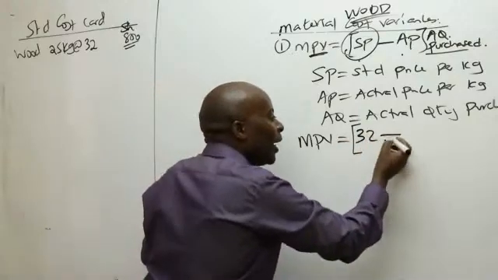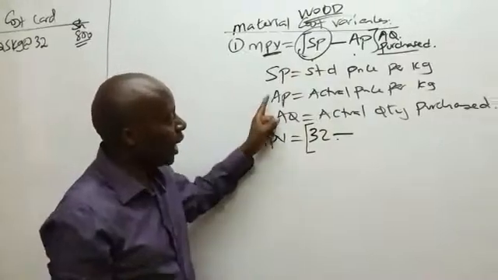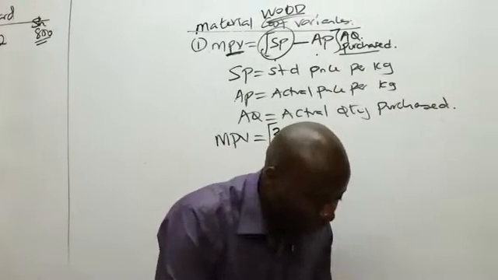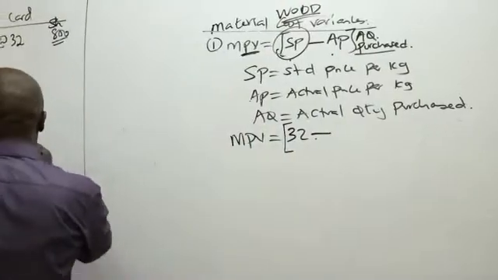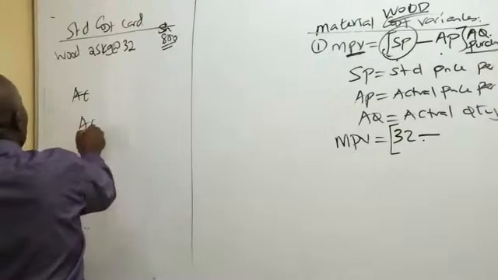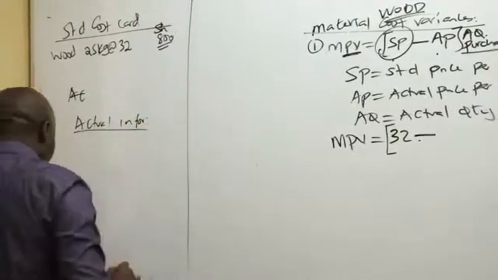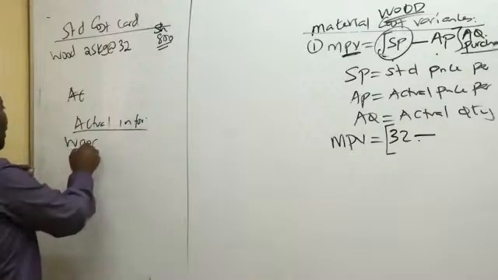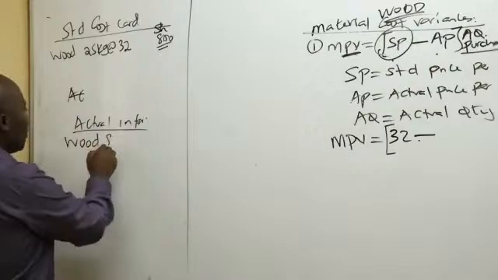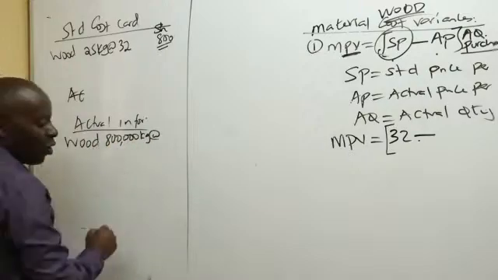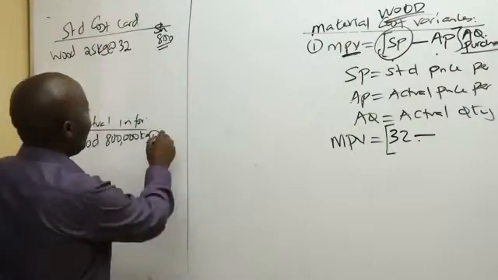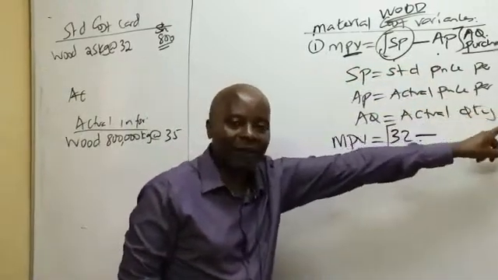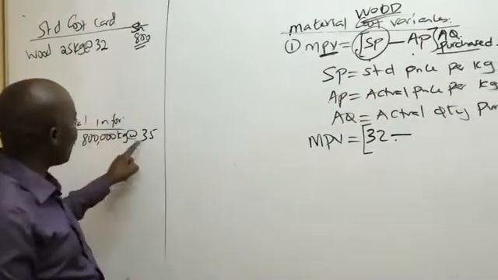Straight away, throw your eyes to the actual, because AP stands for the actual price per kilogram. So go to the actual information table given on note number 3. Under the actual information, the first item there, whose analysis I'm doing, they have given me wood. Wood, how many kgs? 800,000 kgs. Each at how much? Each at 35. So here I want the actual price per kilogram. From the actual information given, I can see the actual price here is 35.